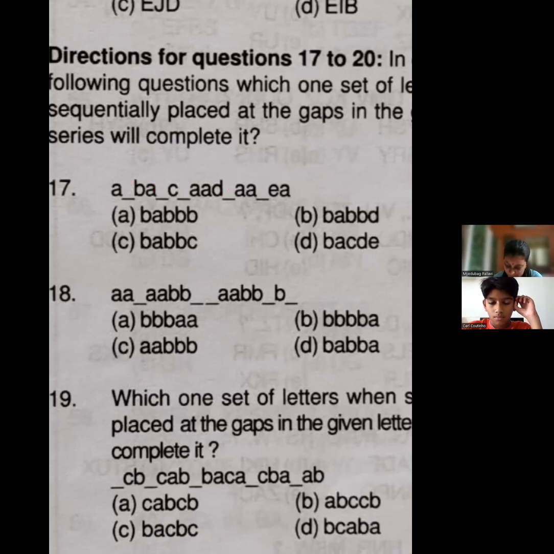Let's try with the second one. First is B, then A, then B, then B, and then D. In this, A, B, B, A, A, C, B, A, D. In this one also, no specific pattern is being formed. The last one is C.